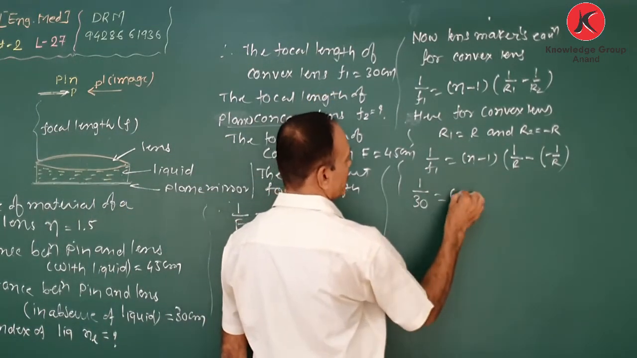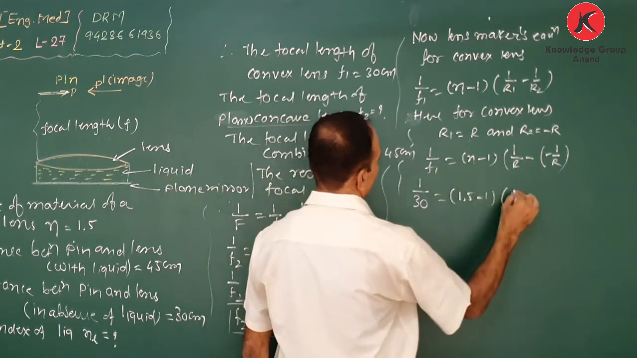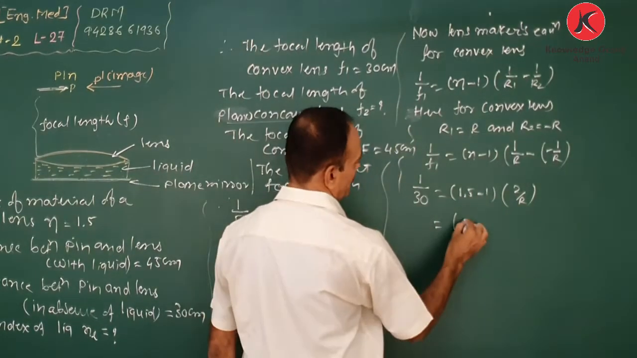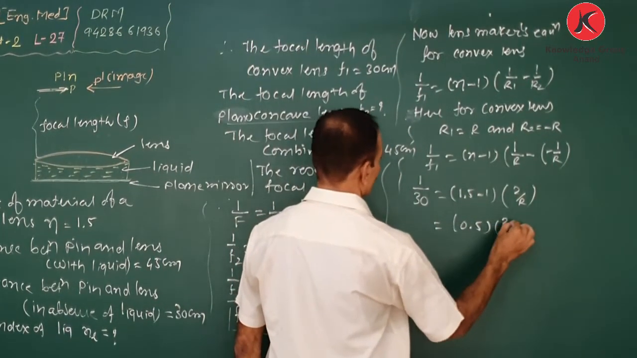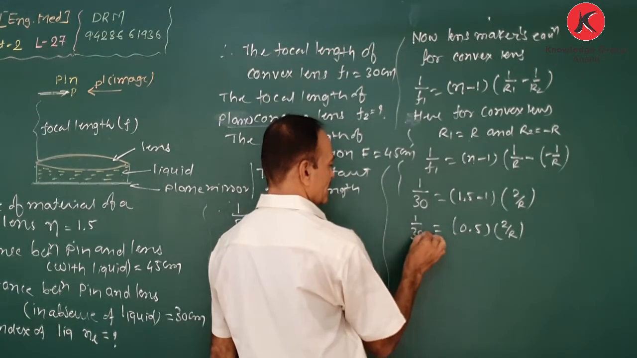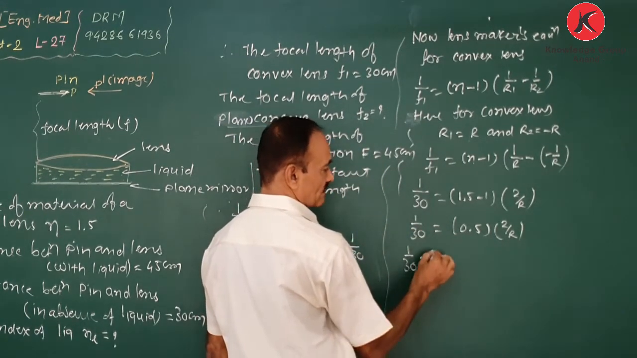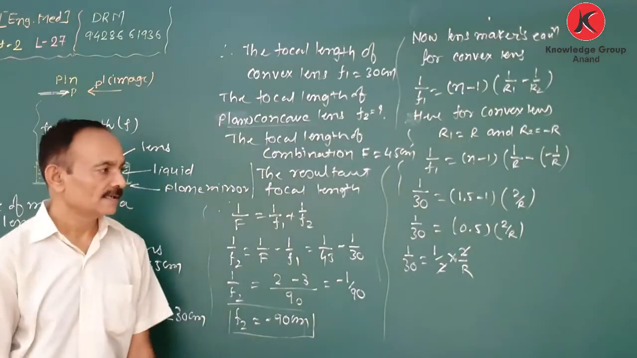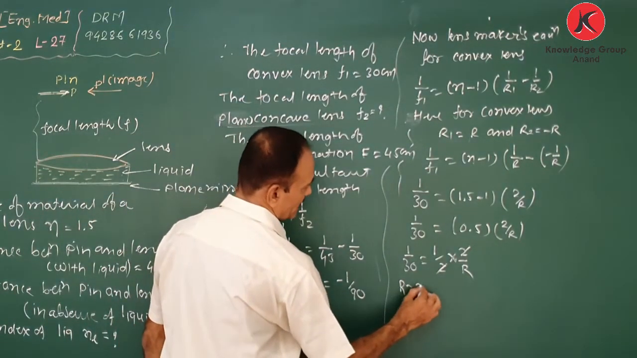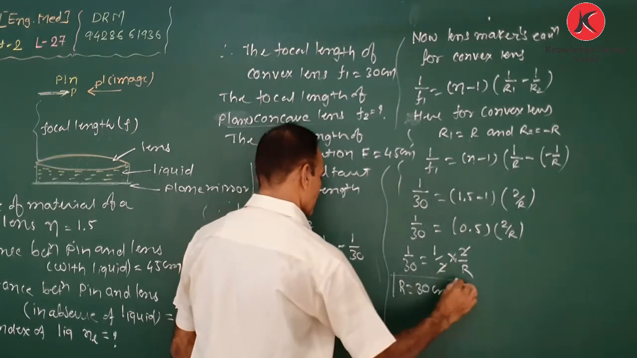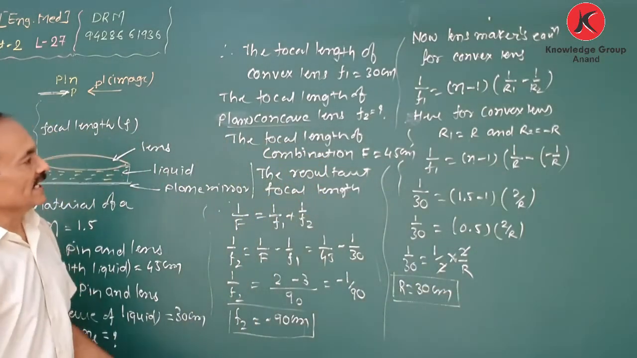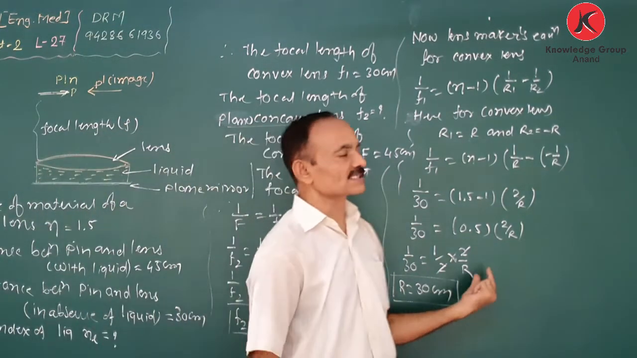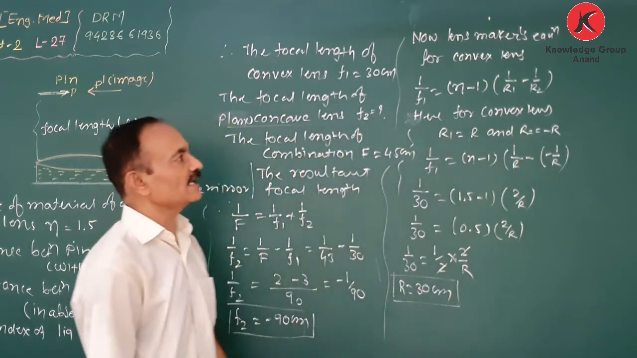1 upon 30 is equal to (1.5 minus 1) into 2 upon R. So 3 by 2 minus 1 is 0.5, into 2 upon R. Therefore, 1 by 30 is equal to 1 by 2 into 2 upon R, the 2 cancels. Therefore, R is equal to 30 centimeter. That means the given lens is equiconvex, therefore the radii of curvature of both surfaces are the same, that is 30 centimeter.